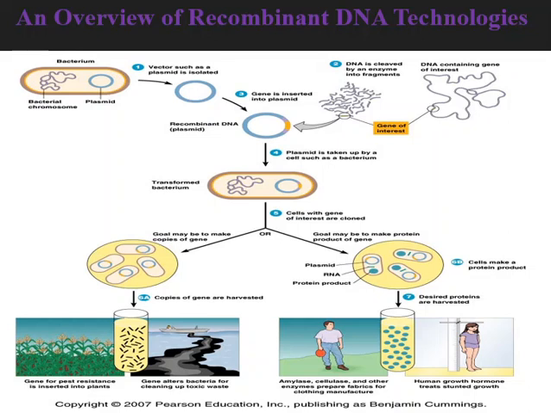Then we insert genes from other sources into the plasmid by DNA ligase. DNA ligase will stick the complementary sticky ends. Then we insert this modified plasmid into a vector. We can have two objectives or two goals. It can be to produce more copies of a gene or to produce proteins or protein products of the gene.